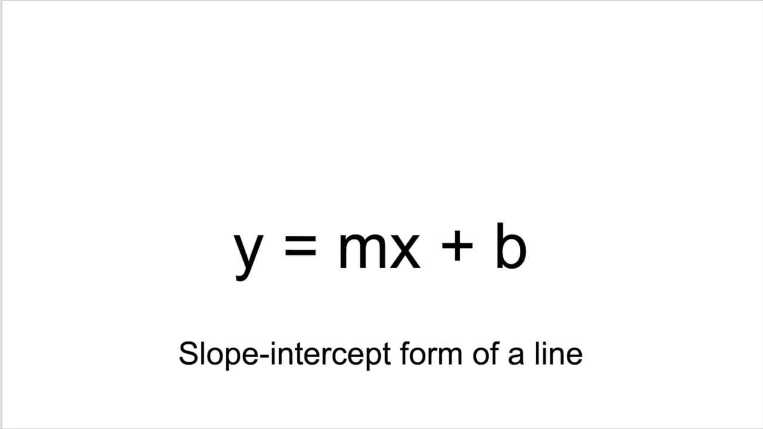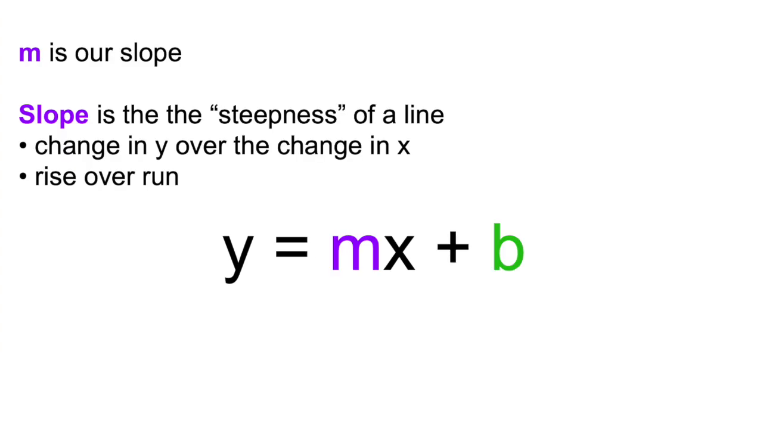In this unit, we will be learning several ways to express an equation of a line. In this video, we will be reviewing the slope-intercept form of a line. It's called slope-intercept because you can easily identify the slope and the y-intercept when a line is written in this form. M is our slope, and m will be a number.